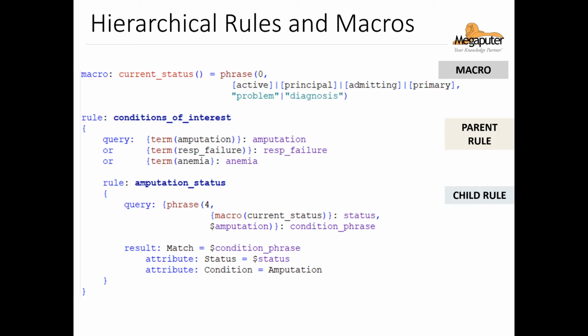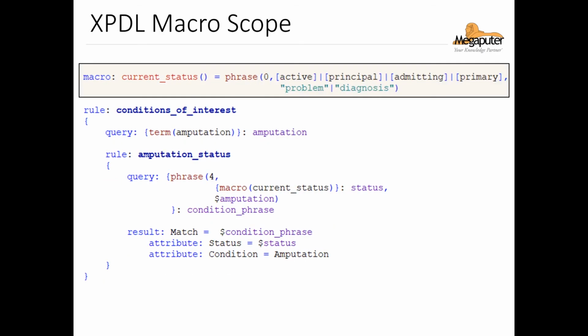So we didn't want to use current status as a hierarchical rule because it just wouldn't filter. We used a macro for it because it's just a simple expression. It's probably going to be appearing in every document, so we just store that in a macro and call it down here. Now you'll notice that I defined this macro at the top before I defined any rules. So that means any rule in our XPDL can call this macro.